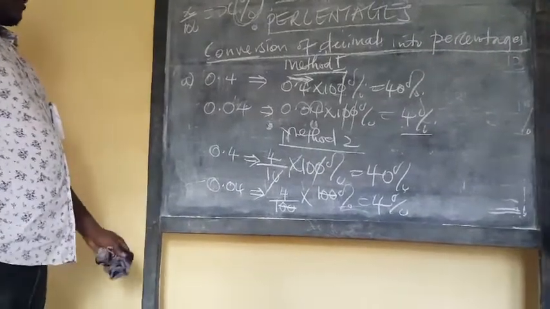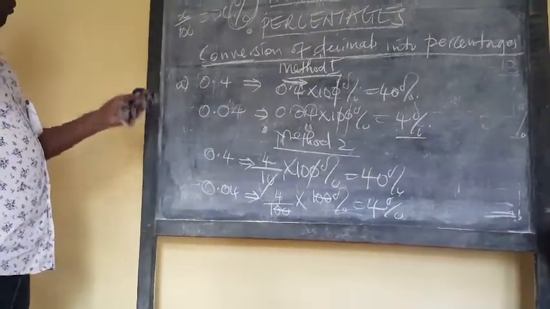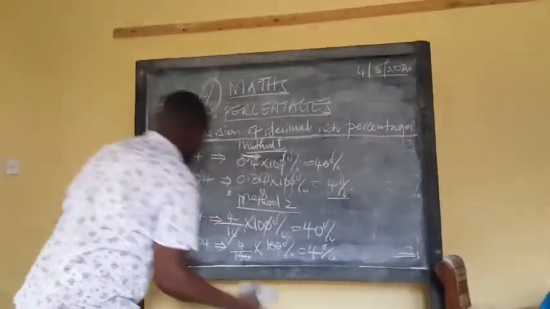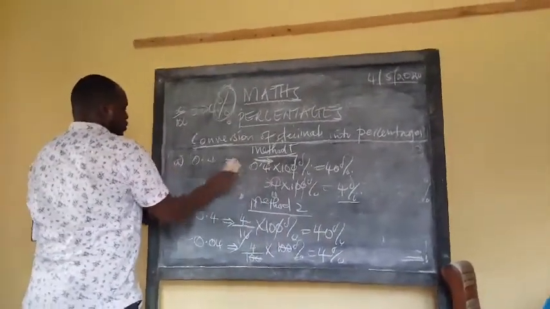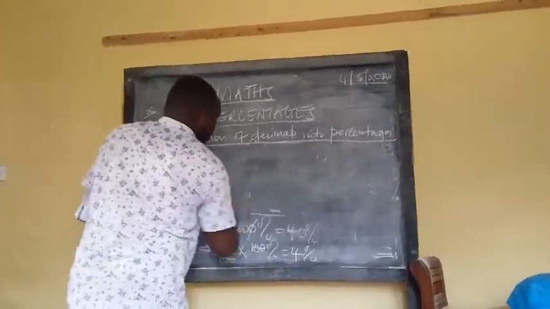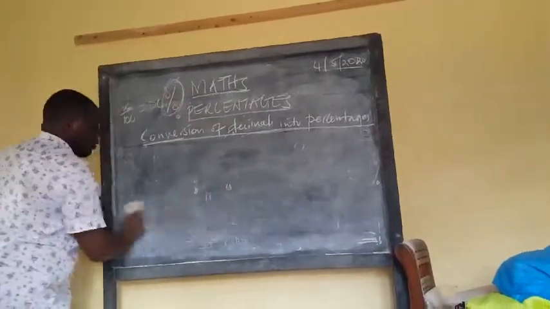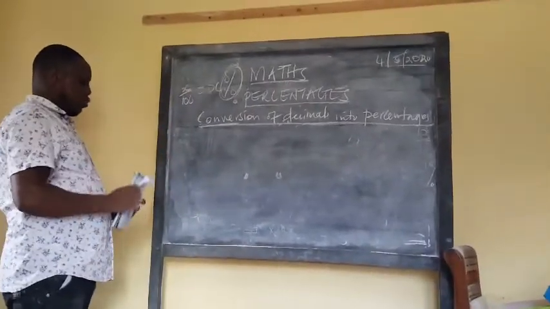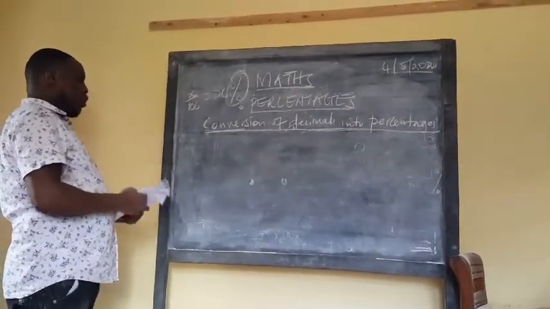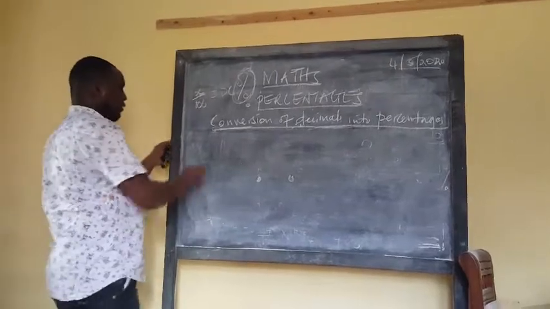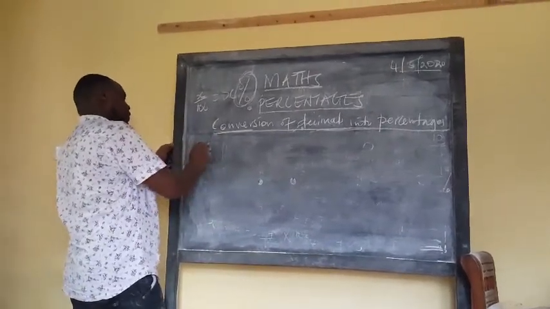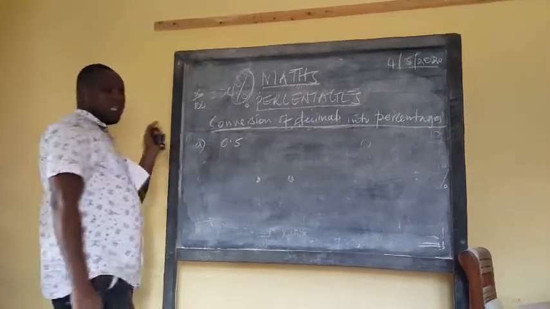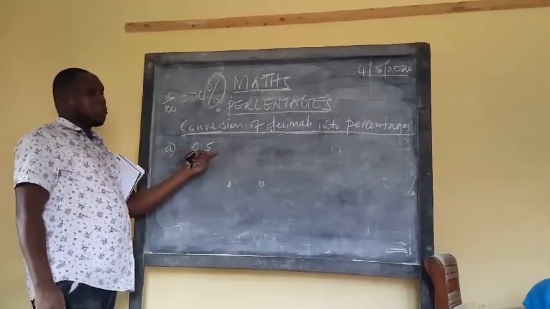So Lana, there are 2 methods of doing that particular question. I'm going to do 2 other examples using both methods, and you can choose which one you want to use when you are working out. So I'm going to give one example like 0.5, which is a decimal. We want to convert 0.5 into a percentage.